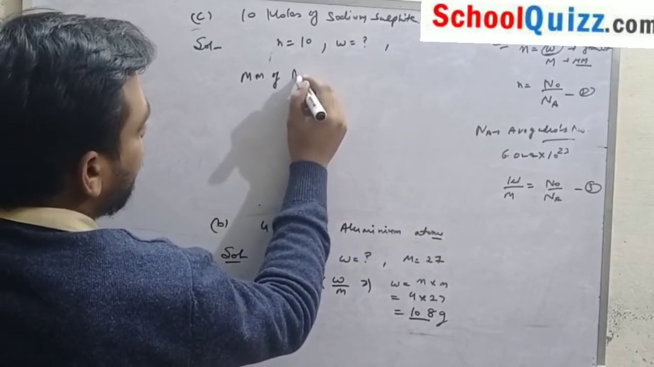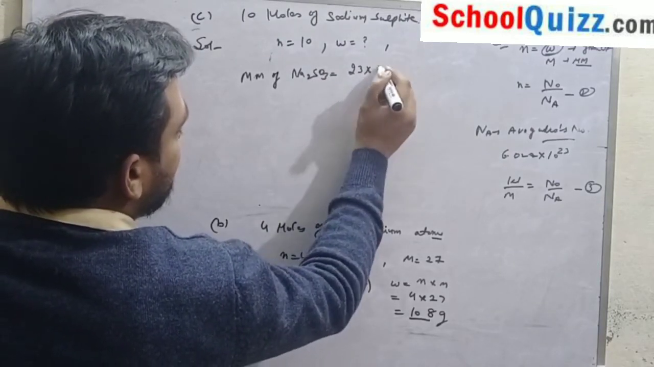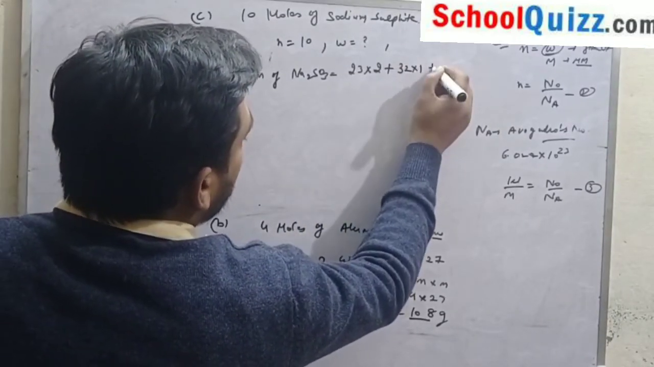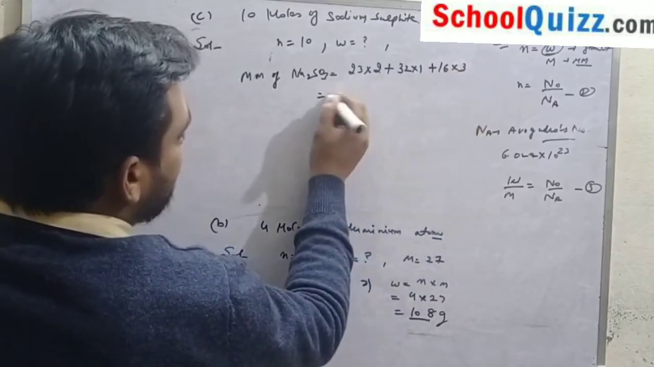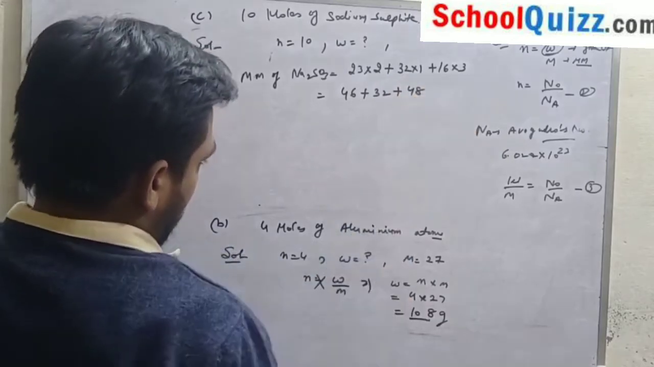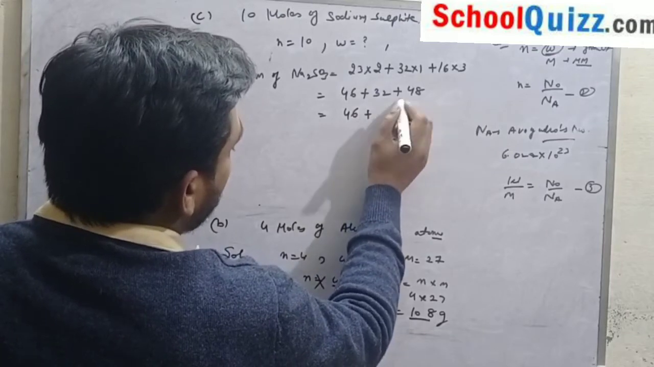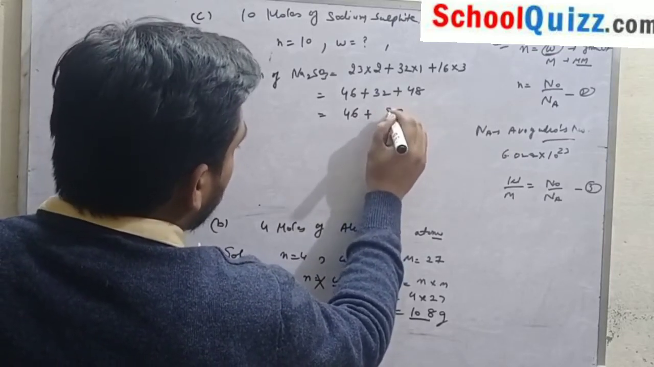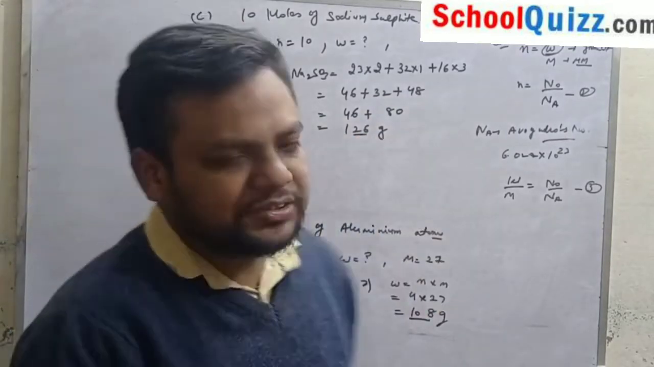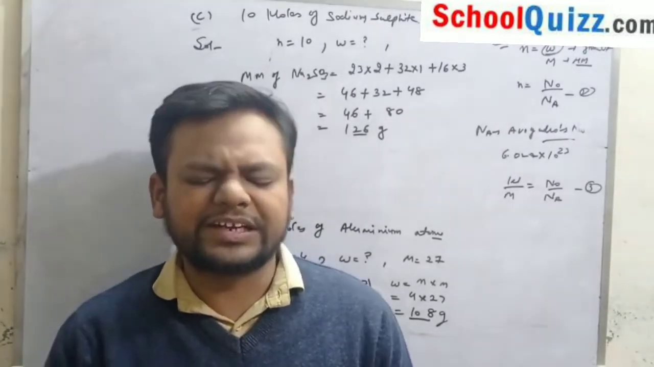So the molecular mass of Na2SO3: sodium is 23, 2 atoms are there, so 23 multiply 2, plus sulfur 32 into 1, plus oxygen 16 into 3. So it will be 46 plus 32 plus 48, that is 46 plus 80, that is 126 gram. Very, very simple question, students. Don't panic after seeing the numerical.